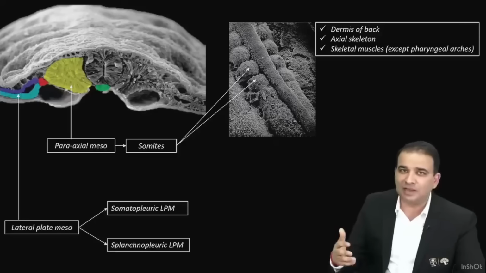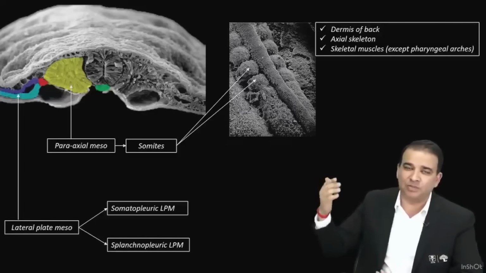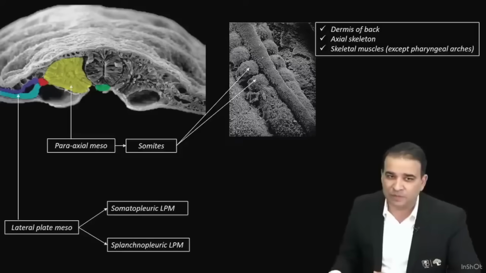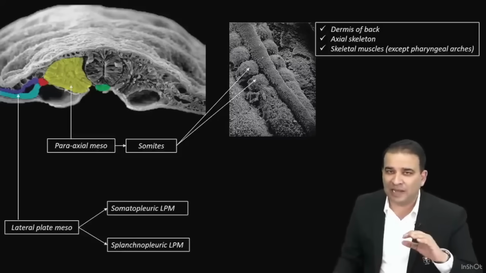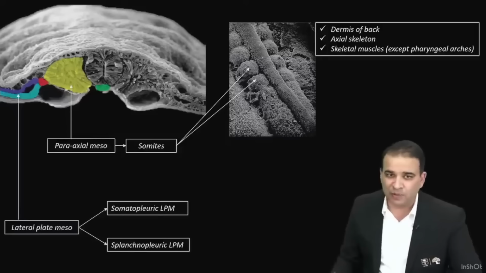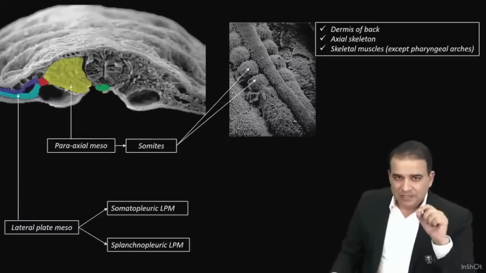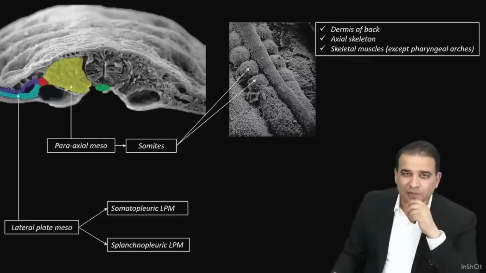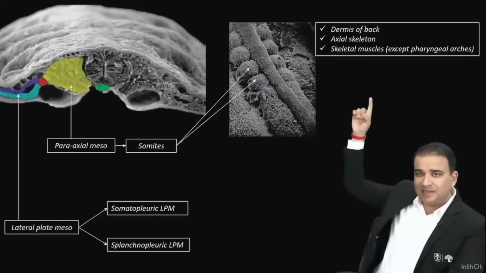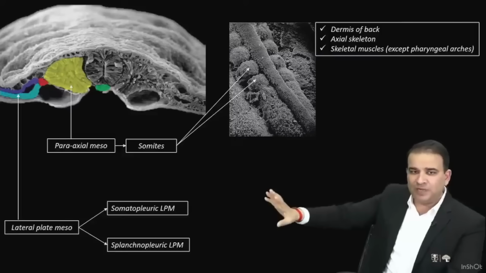The word somatic is for the body wall. So the one which is with the ectoderm is called somatic lateral plate mesoderm, or you can say somatopleuric lateral plate mesoderm. And then we have a splanchnopleuric lateral plate mesoderm, which is with the endoderm, the one which is below. So you can see the coelom in between here. Well, somatopleuric and splanchnopleuric lateral plate mesoderm. Now you already know what should be derived from lateral plate mesoderm. Now if you look at that list over there, what should be derived from lateral plate mesoderm?